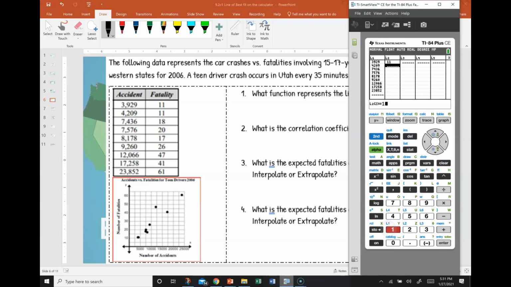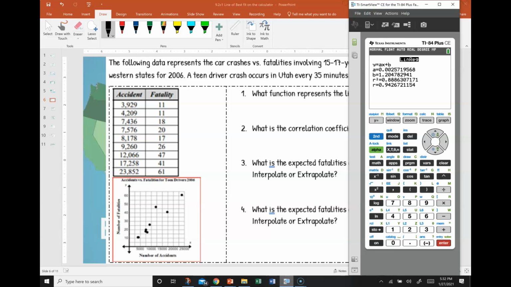Then this one's 11, 11, 18, 20, 17, 26, 47, 41, and 61. Now see how they match up? They're all the exact same length. So now I'm going to press Stat, go over to Calc, I'm going to go to LinReg. L1 is in the correct spot, L2 is in the correct spot, and I want to store my equation in Y-Vars function in Y1.